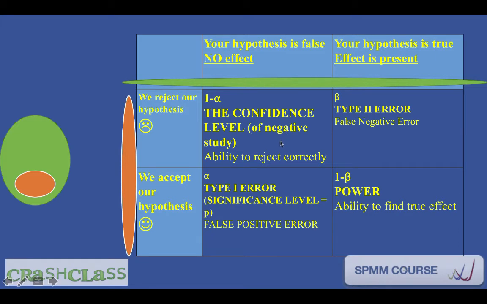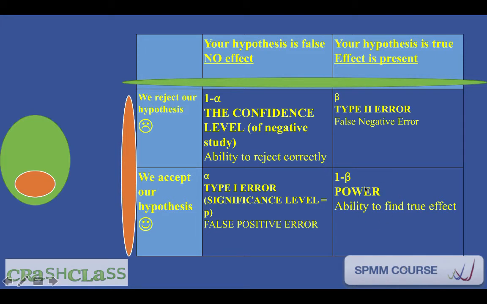Confidence level of a negative study. We often don't say confidence level of a negative study as a full term, but this is what you need to keep in mind. When we talk about confidence level, we talk about the confidence level of a negative study. You are rejecting your hypothesis, which means your study is negative. You are not finding any difference between A and B, and in fact there is no difference between A and B. So what you did is right. And how confident can you be in your negative result? We want to keep that confidence very high, 95%. So this is 5%, this is 95%. Confidence level is the ability to reject your hypothesis correctly.